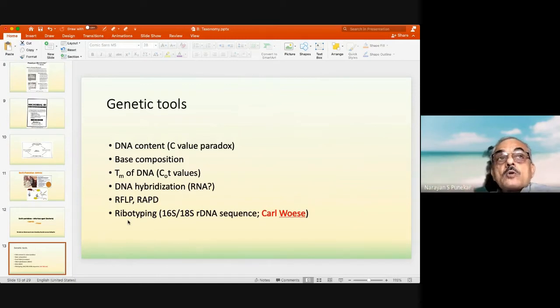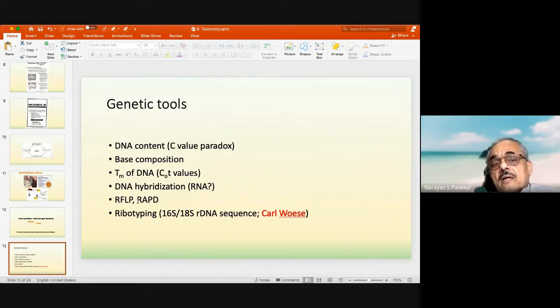If two organisms show the same pattern, we know that they are closely related to each other, or they are the same organism. But if the two organisms show a different kind of banding pattern, then obviously they are not related to each other. So this is one rough way of trying to figure out how related two organisms are.